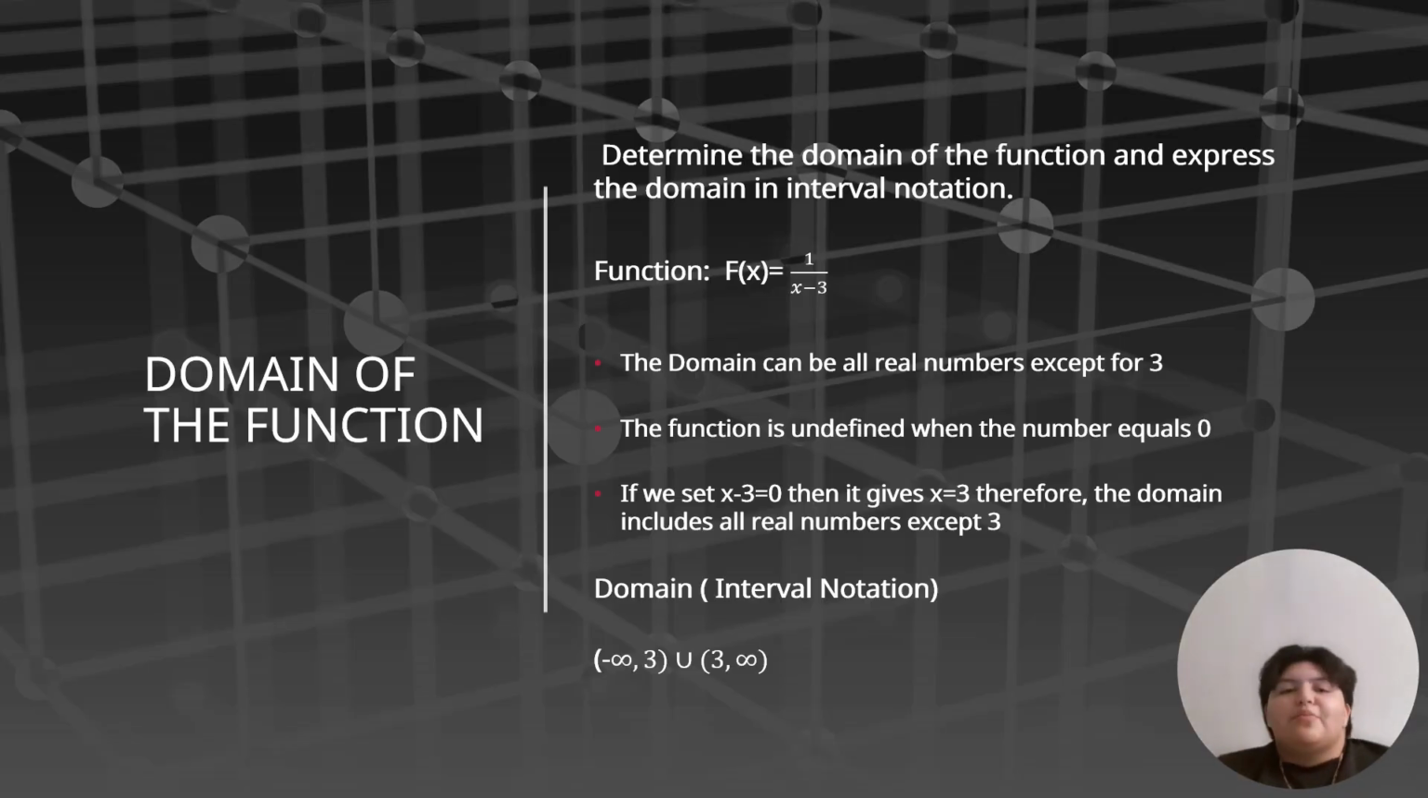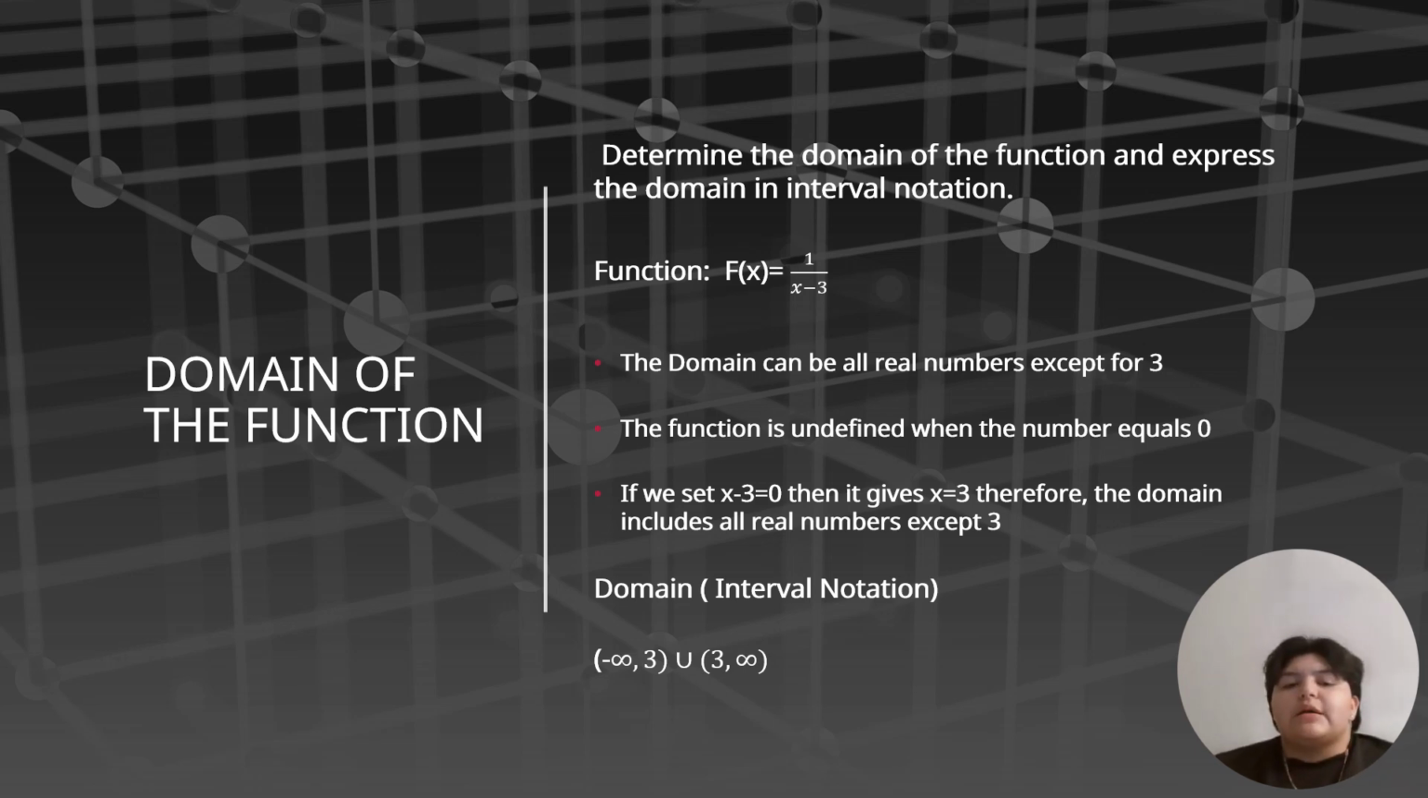So for this main project, the function that was given is f of x equals 1 over x minus 3. For this specific portion, we were supposed to determine the domain of the function and express that in interval notation. I was able to find the domain by inputting different numbers, and with that, I was able to conclude that the domain can be all real numbers except for 3.